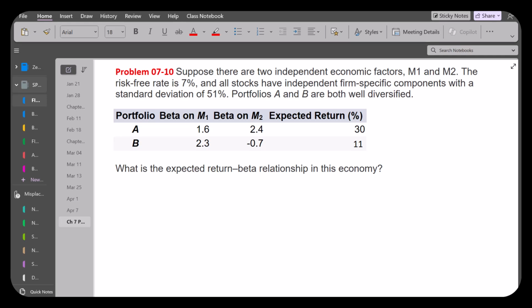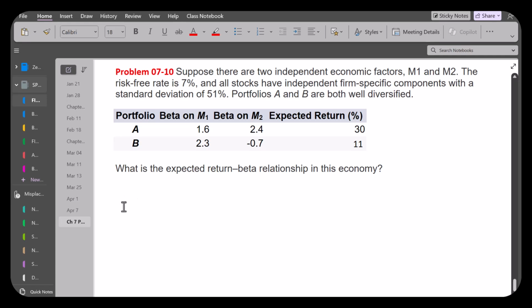Suppose there are two independent economic factors, M1 and M2. The risk-free rate is 7%, and all stocks have independent firm-specific components with a standard deviation of 51%. Portfolios A and B are both well diversified. Now, we have the betas on M1 and M2 and expected returns of 30%.